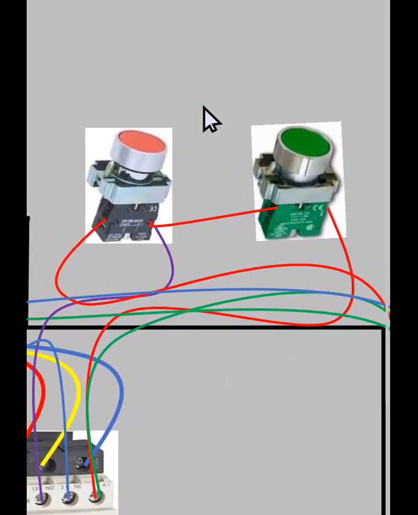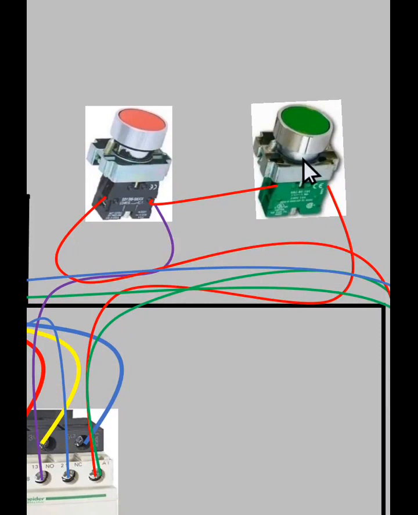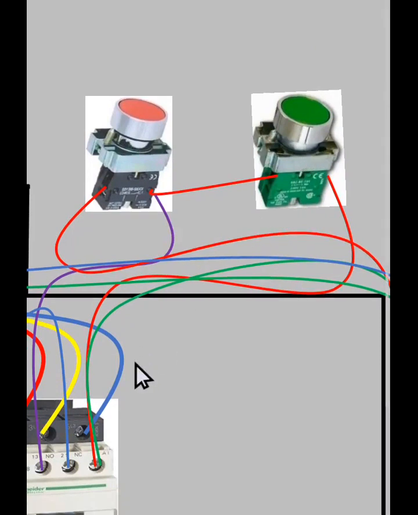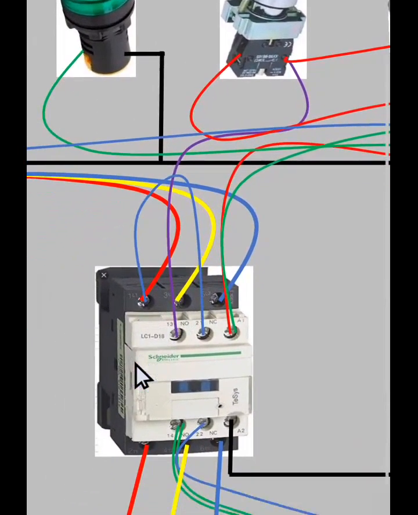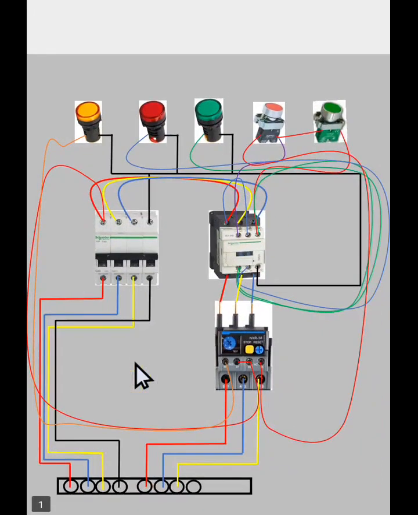So this is our stop button. This is our start button. And these are called terminal blocks. You usually see them inside the panel.